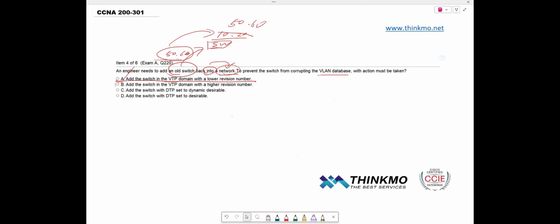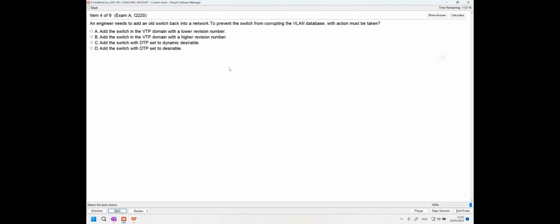Option A says to add it to the VTP domain, and also change or modify its revision number.